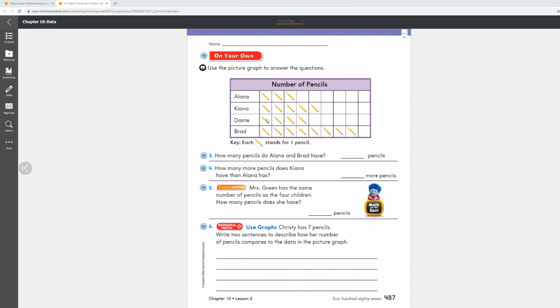So first thing we need to do is figure out, using the key, how many pencils each student has. So the key is telling us what? The key is telling us that each picture of a pencil stands for 1 pencil. That makes it very easy because we know that 1 picture of a pencil is the same as 1 pencil. So 1 equals 1. Knowing that, let's go ahead and start by filling out the total amount for each student. Go ahead and count and figure out the total amount, and then work your way through questions number 3 through 6 and see if you can figure out the answers using the picture graph. Work on that now.